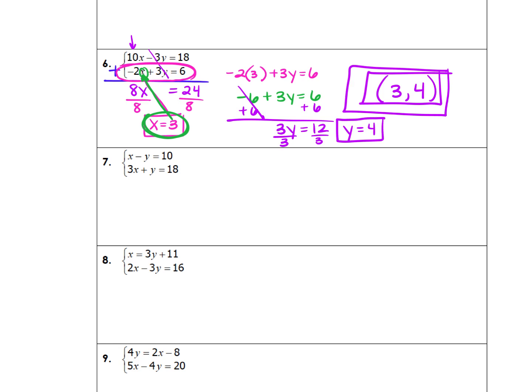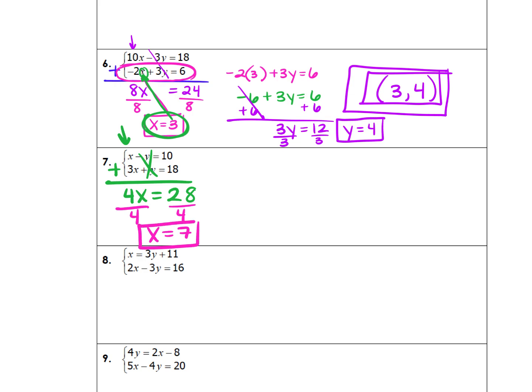This one, again, you already have opposites. So we're going to add these together. So you have x plus 3x is 4x. This is 0. This one you have 10 plus 18. So bring that equal down. That's 28. Okay, so we have now eliminated the y portion. Now we want to get rid of that 4 out in front so we can figure out what x is. So divide by 4. And you get x equals 7.